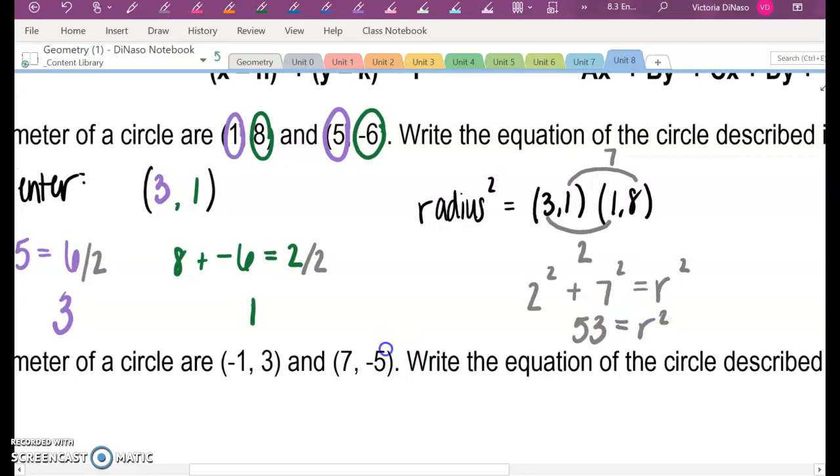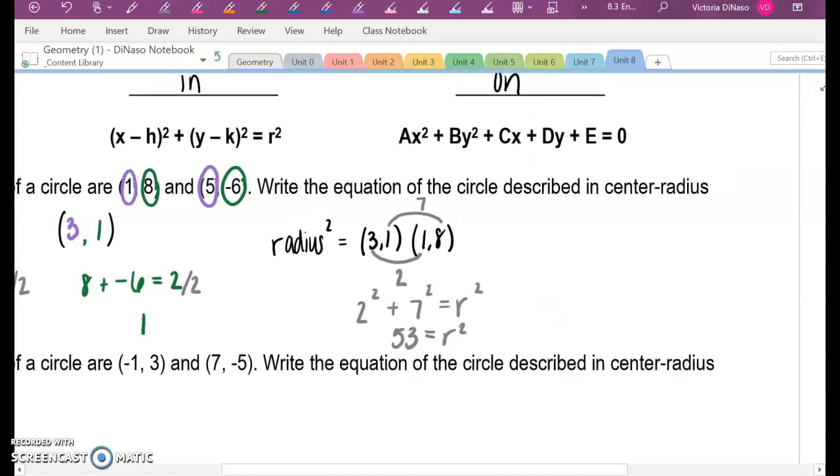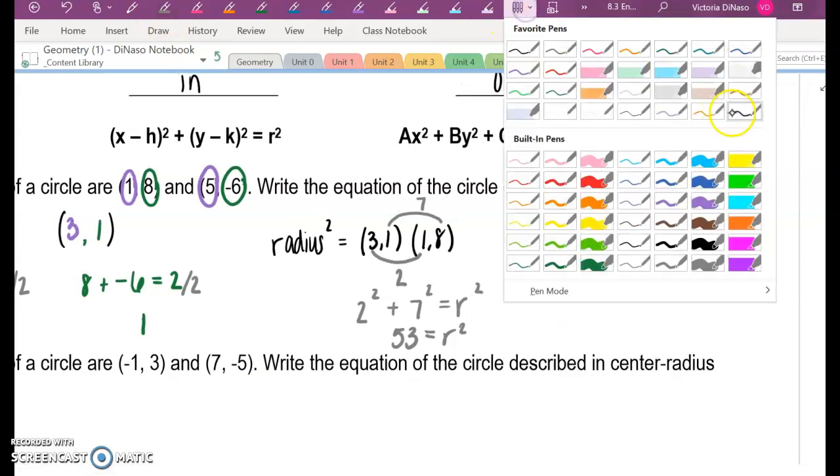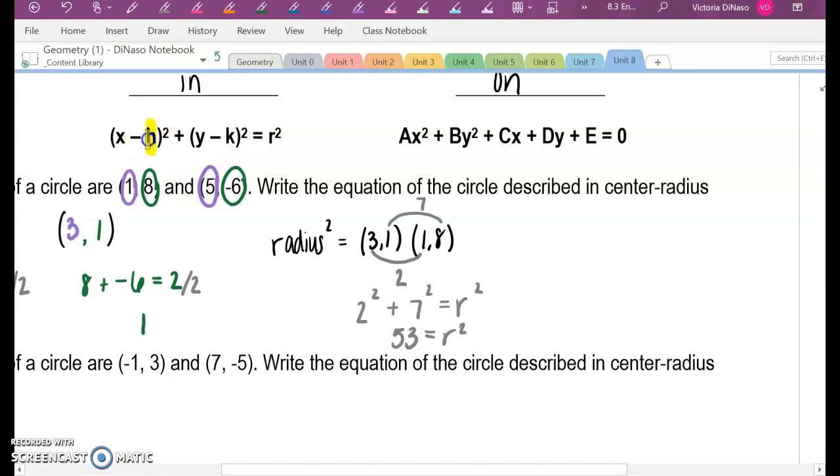And now we're essentially done. We're going to be putting this into center radius form. So up here, we need h, we need k, and we need r squared, which is why I'm not square rooting the 53, because I need it to be squared. So inside of my parentheses, we've got x minus 3 squared, plus, don't forget the plus sign, and then we've got y minus 1, close parentheses squared, and then we've got equals 53, and that's my final answer.